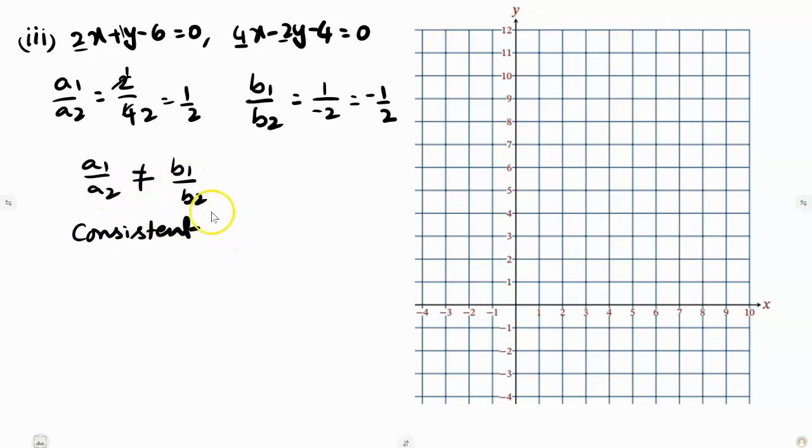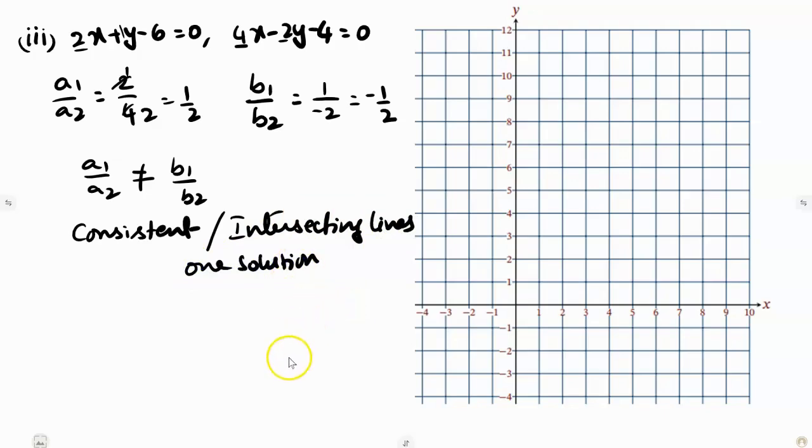Actually, if a1 by a2 and b1 by b2 are not equal, they are intersecting lines. We call them intersecting lines and they have only one solution. So let us see that by drawing a graph. Intersecting lines have one solution. So let us take some values for the first equation and for the second equation also, and let us try to draw the graph and check whether there is one solution only or not.